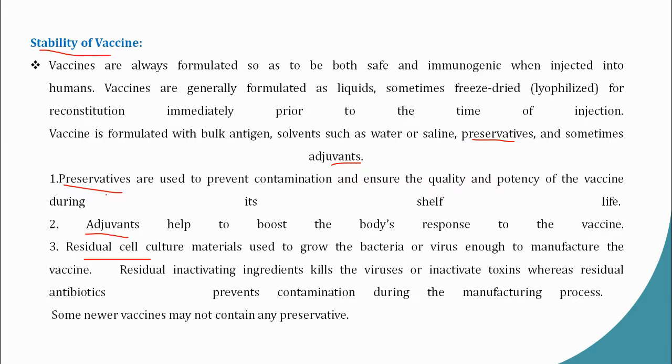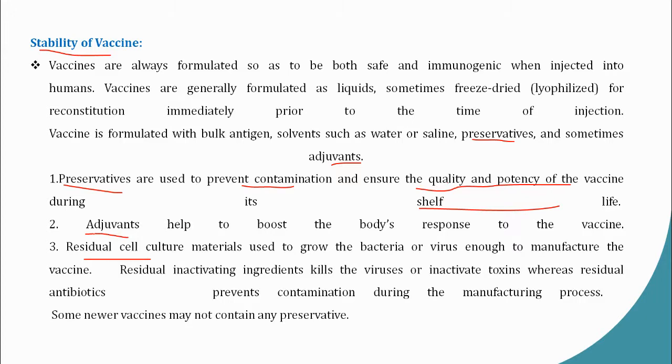What are the preservatives we can use and what is their role? Preservatives are used to prevent contamination and to ensure the quality and potency of the vaccine during its shelf life. During its shelf life, the preservatives prevent the contamination. As they prevent the contamination, the product can have good potency and quality.